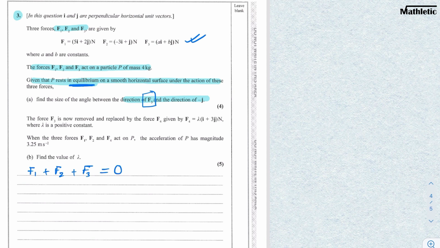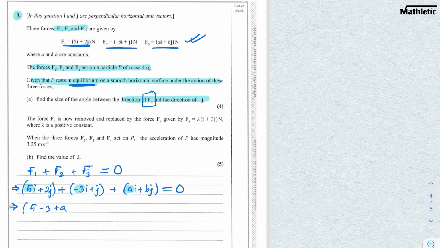So next I will just substitute the values for F1, F2, F3. Next we will combine all the i related values in one bracket. So 5 minus 3 plus a i. Then we will select all the j related values, the coefficients of j, in another bracket. So 2, 1, b.